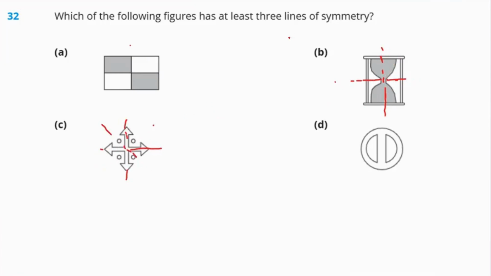Okay, the question asks for at least three lines of symmetry. Here it has more than three. So our correct option is option C. At least means at least three should be there. More than three is okay, but there should be three lines of symmetry. So the correct option is option C.